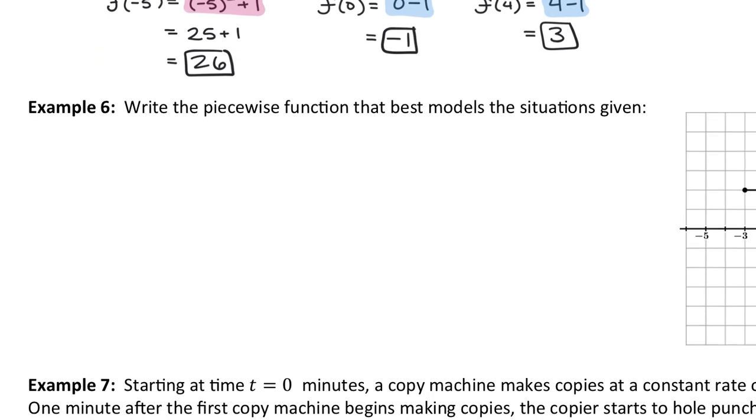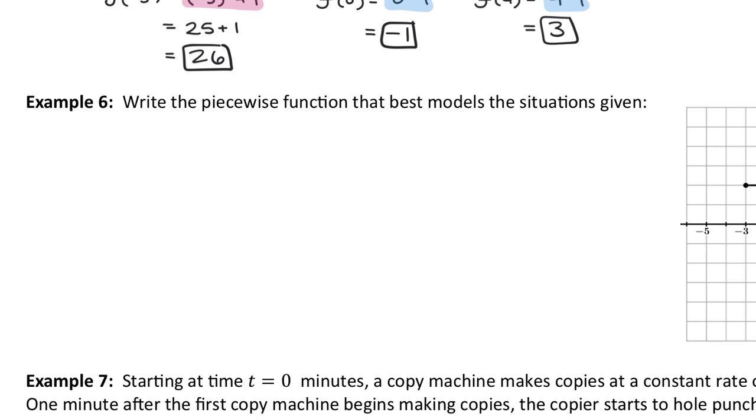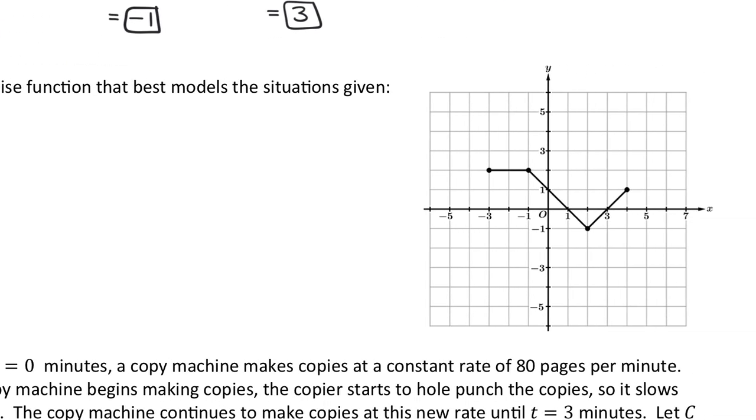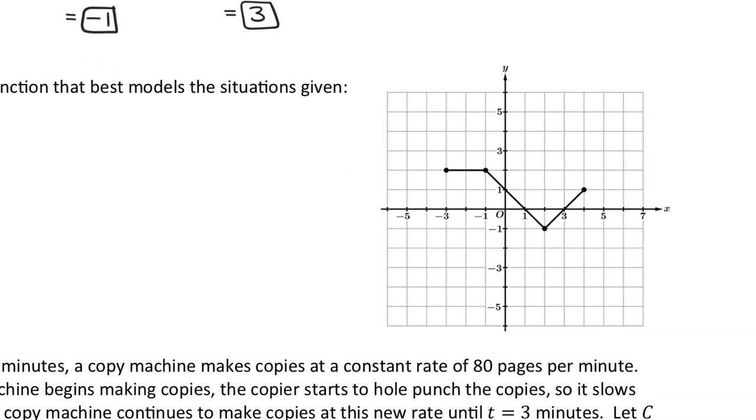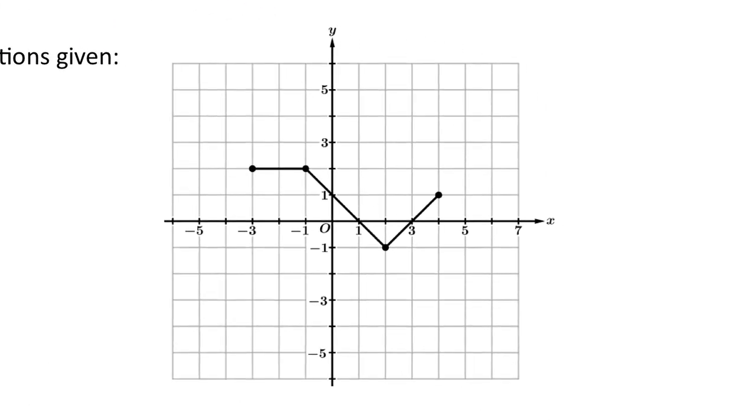If we look at example 6, it says write the piecewise function that best models the situations given. There are 3 parts to this function. Highlight along with me. We're going to have the first part, this flat line. Then it abruptly changes to this linear portion. And then it abruptly changes to a positive linear portion. We need to write the piecewise function that controls all of that information.